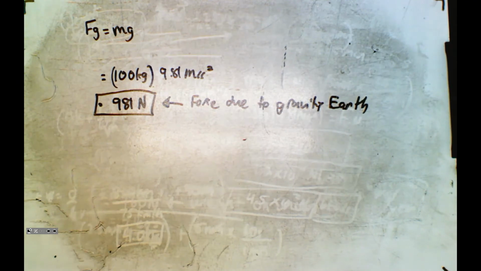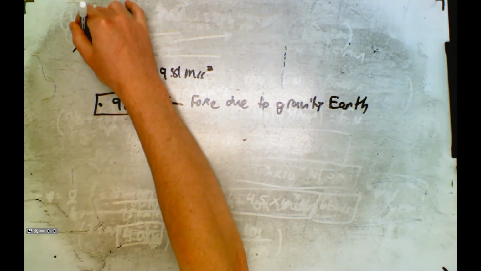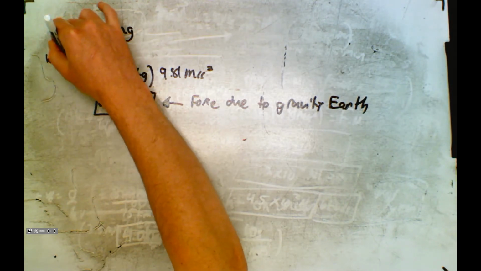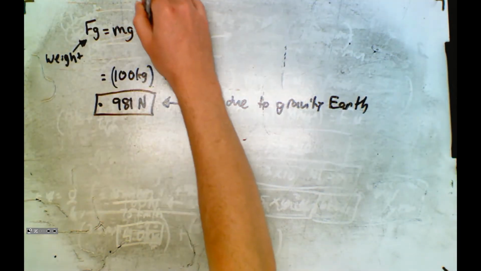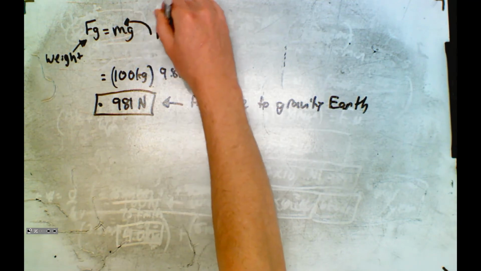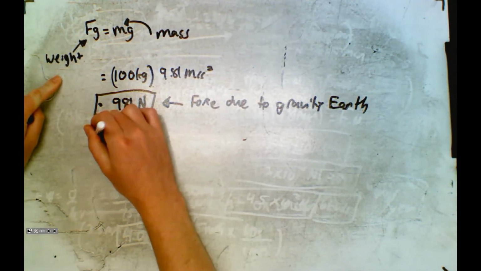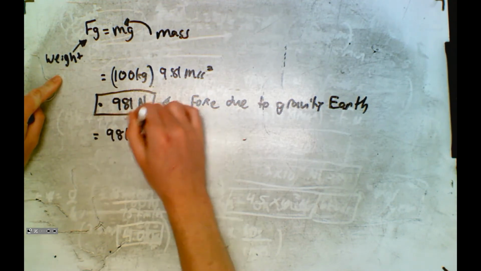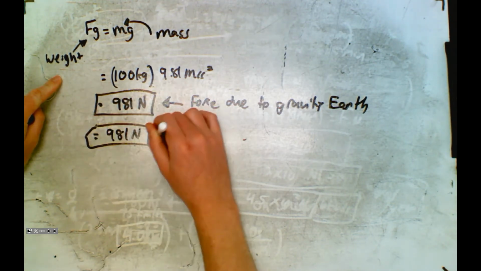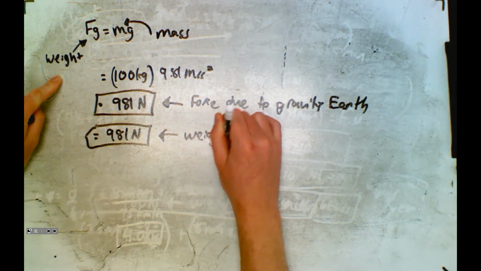So the second question asks for the weight. So you have to remember that this is the weight. This is the mass. So if we found Fg, we found the weight. So the weight is 981 newtons. That's the weight. They're the same.